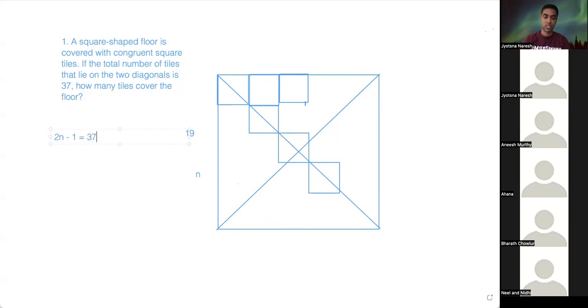which would be equal to 37. We know there are 37 tiles that lie on the two diagonals. This gives us n is equal to 19. So the square is a 19 by 19 grid of tiles. The number of tiles that cover the whole floor must be 19 times 19, which is 361. Any questions on this?